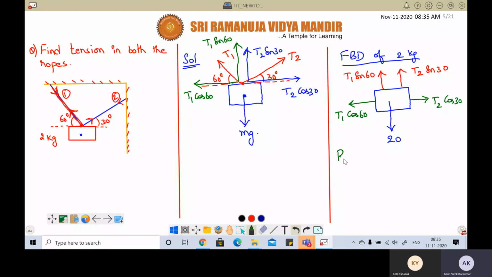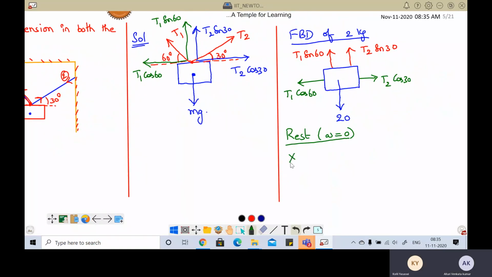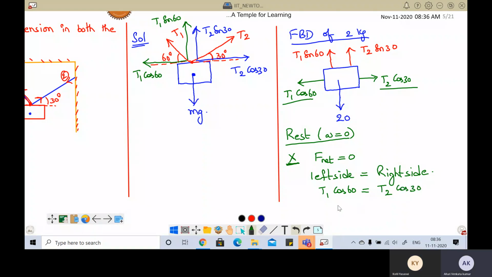Now the block is at rest, so acceleration is 0. In the x direction, F net equals 0. Left side force must be equal to the right side force. So T1 cos 60 equals T2 cos 30. T1 by 2 equals T2 into root 3 by 2. So T1 equals root 3 T2. This is equation number 1.